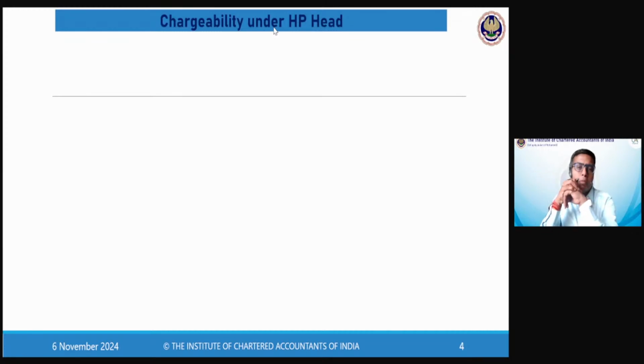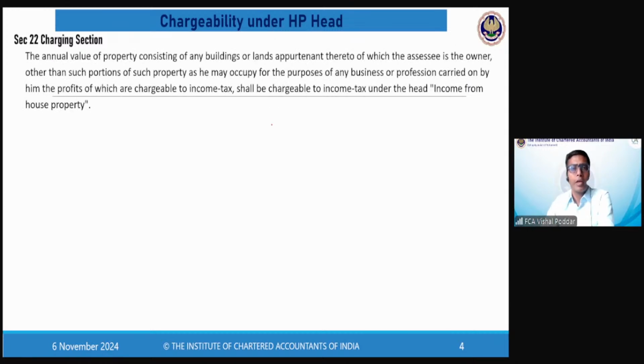Now I come to the main part, that is the charging section. So what is the charging section? It is the first section of each head. It is the section which will tell you what would be covered under this head. It is the first section of the head. I've taken the bare section because whenever I am dealing with taxation laws, I prefer reading the bare law, then going to the simplified law.